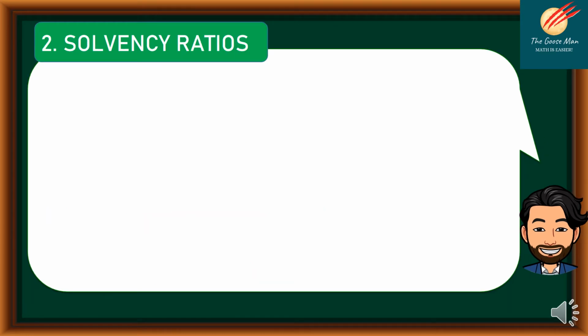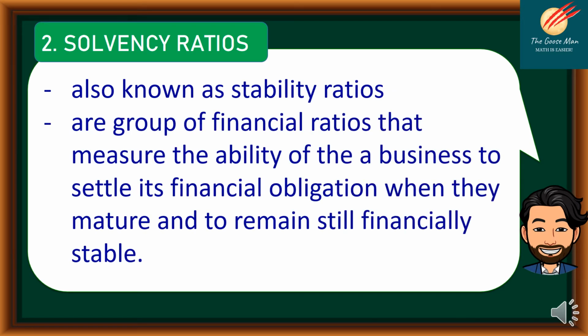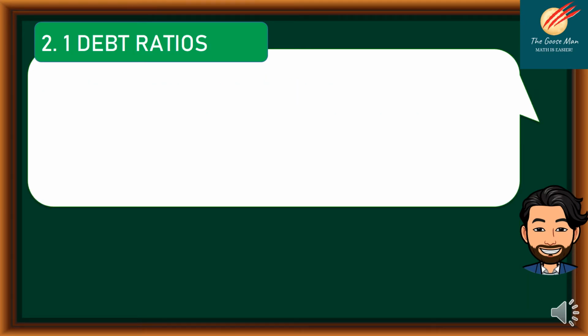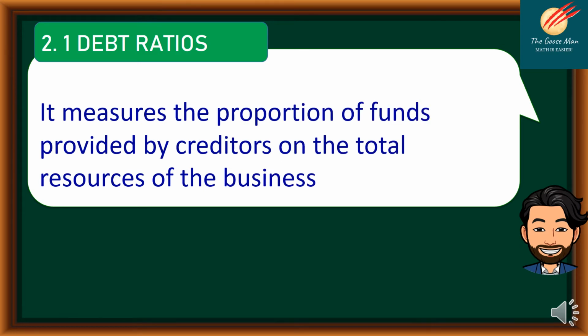So the next type of ratios are solvency ratios. They are also known as stability ratios. So they are a group of financial ratios that measure the ability of a business to settle its financial obligations when they mature and to remain financially stable. The first type of solvency ratio is what we call debt ratios. So they measure the proportion of funds provided by creditors on the total resources of the business.